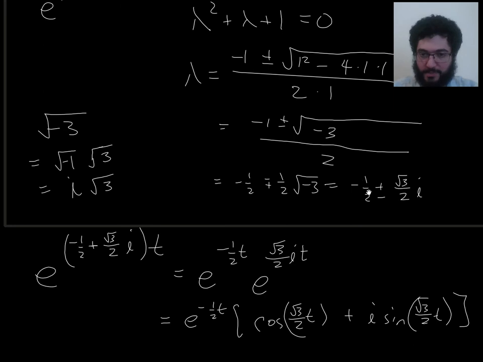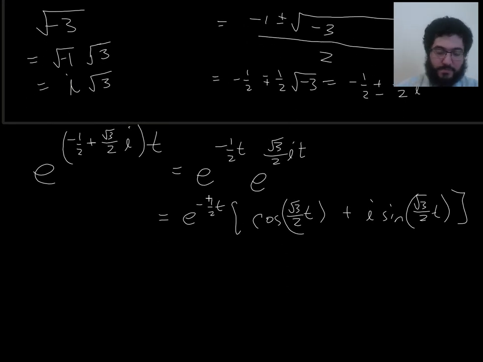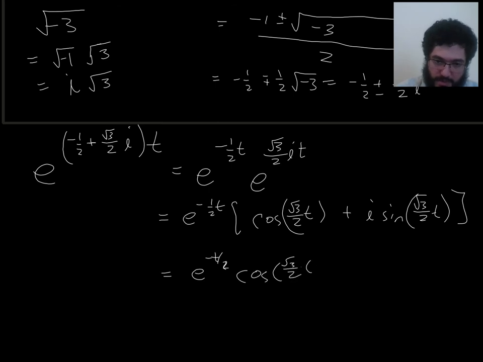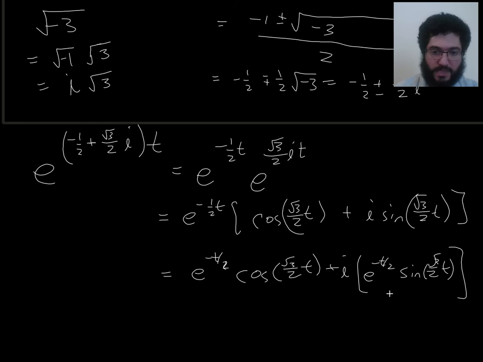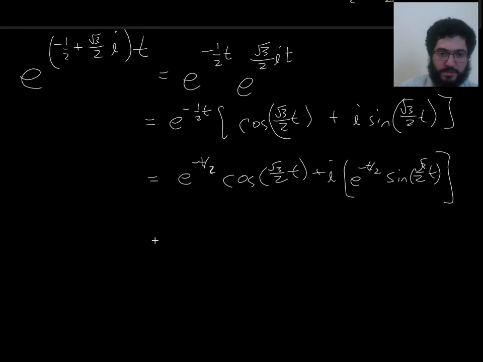So the real parts that come out are exponential growth or decay rates. The imaginary parts that come out of your characteristic polynomial roots are more like oscillation frequency. All right, so this is e to the negative t over 2 cosine root 3 over 2 t plus i e to the negative t over 2 times the sine of root 3 over 2 t. So now pick off the real and imaginary parts, and there are two linearly independent real solutions.